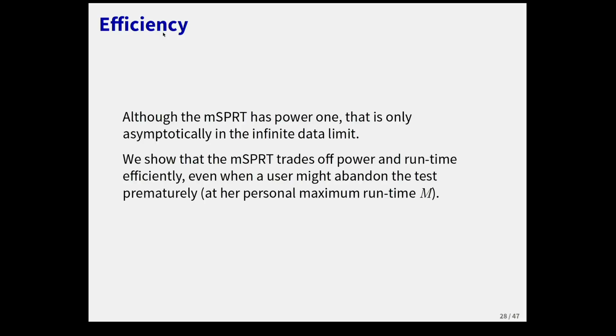So how could we study that? It turns out to be a delicate problem, and you need to be a little careful how you define efficiency here. I mean, you could argue about this, we're all theorists, so arguably I'm going to define efficiency so I can prove something. But I like to think that the definition of efficiency is also a reasonable one. So we show that the mSPRT trades off power and runtime efficiently, even when a user might abandon the test prematurely. So this is this user model I talked about, where the user is going to cut off the p-value at alpha if it ever falls below, but if it doesn't, they'll abandon for sure at m. They won't wait longer than that.